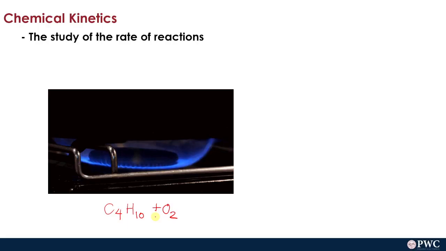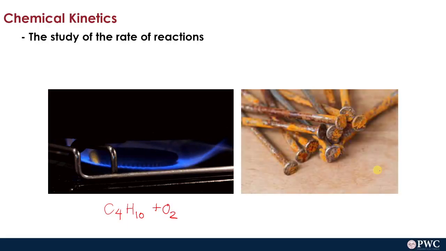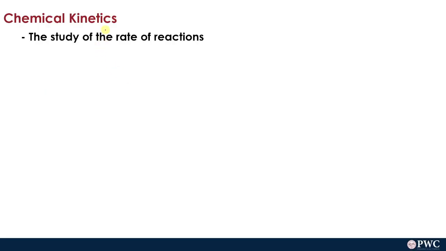On the other hand, some reactions are slow. For example, the rusting of metal. Obviously, it will take some time for this iron to turn into rust. So again, some reactions are fast and some reactions are slow. And the study of the rate or the speed of reactions is chemical kinetics.